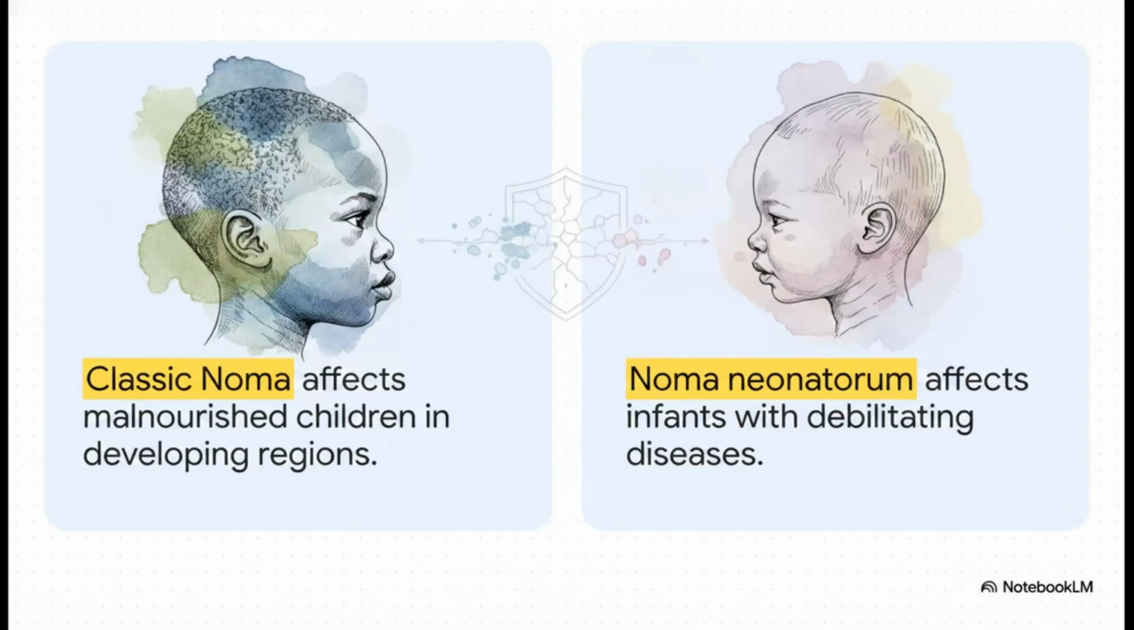And this demographic divide becomes even clearer when we look at its variants. While the classic presentation of Noma hits older children in developing regions, we also see a highly specific variant in severely compromised newborns. This is known as Noma neonatorum. Why target these specific infants? Well, low birth weight infants suffering from other debilitating diseases have immune systems that haven't even had a chance to develop yet, let alone fight off a massive systemic challenge. But across both the classic and neonatal presentations, the underlying clinical theme is exactly the same. You're dealing with a host whose physiological defenses are either entirely absent or just drastically lowered.